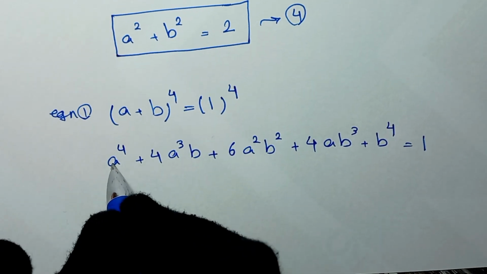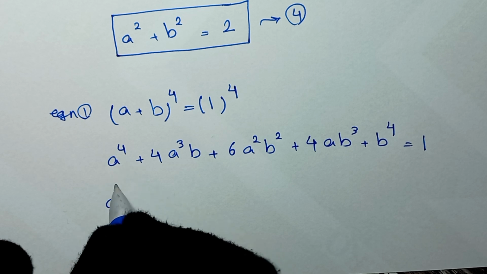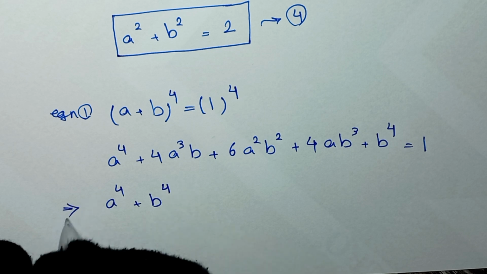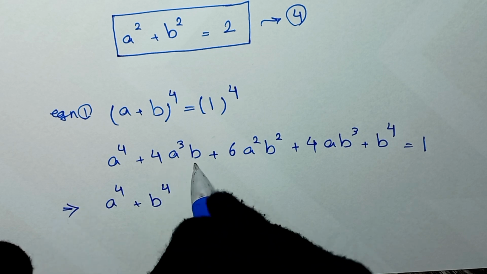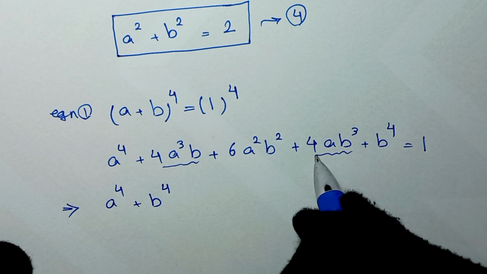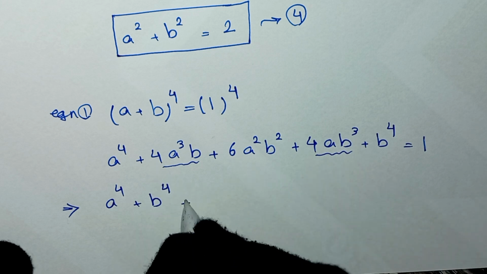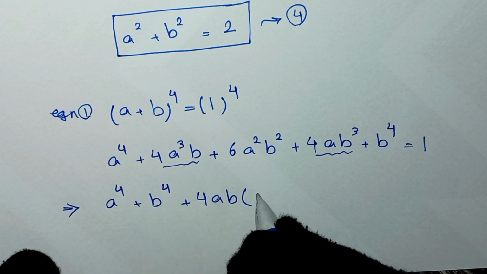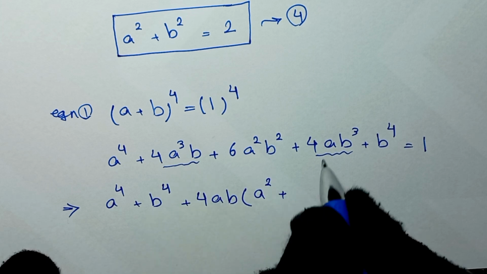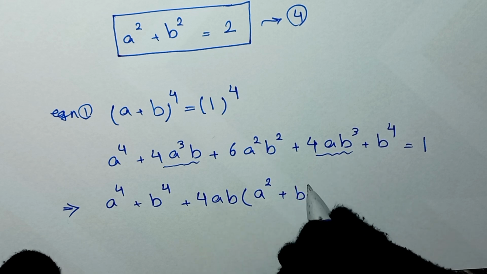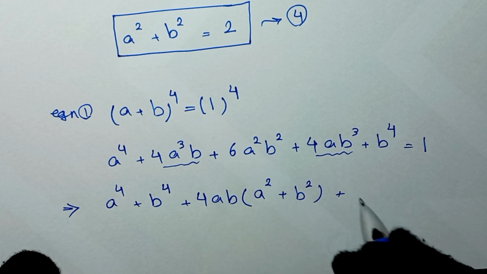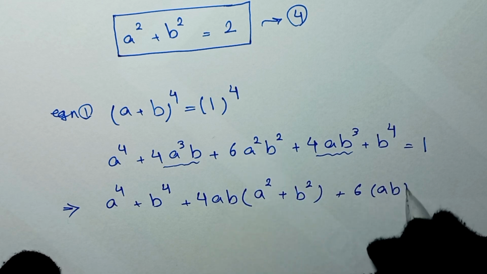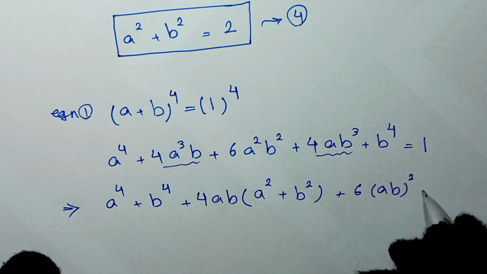And here we have a to the power of 4 plus b to the power of 4. And here we have 4a cubed b and 4ab cubed. From these two parts we factor out 4ab. So this divided by 4ab will be a square, and this divided by 4ab will be b square, right? And here we have 6a square b square, and we can write a square b square as (ab) to the power of 2, and this is equal to 1.